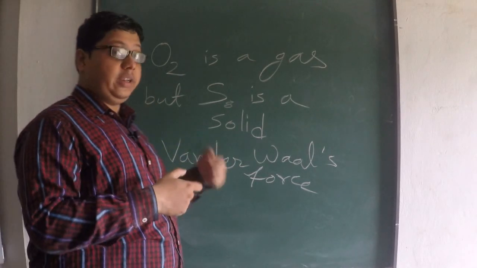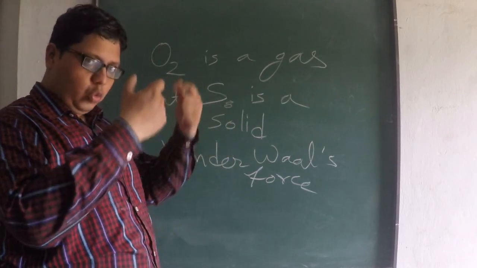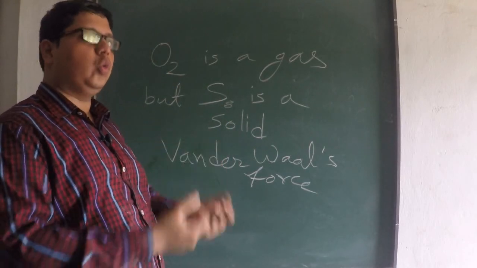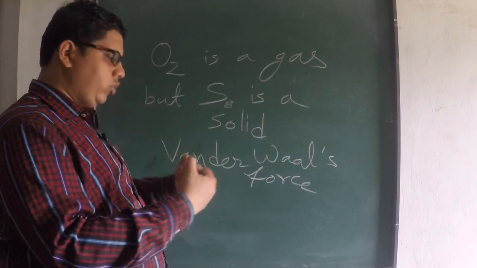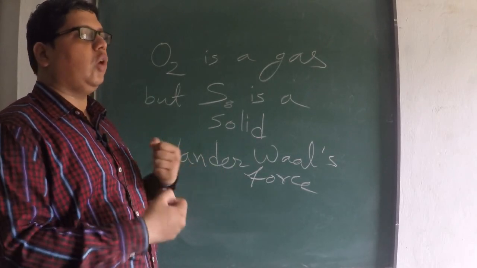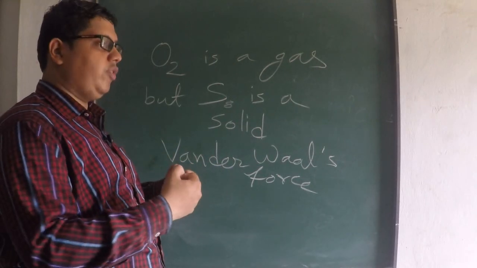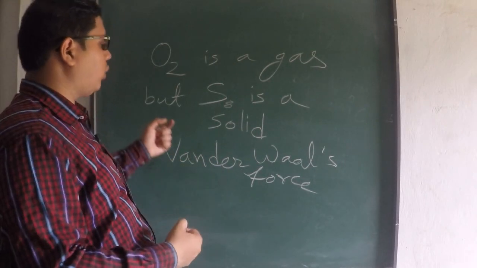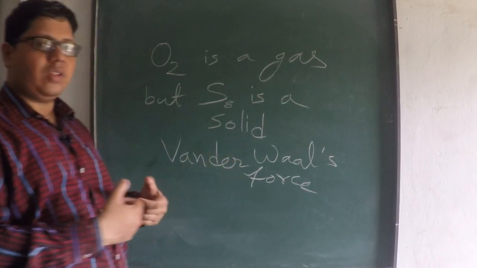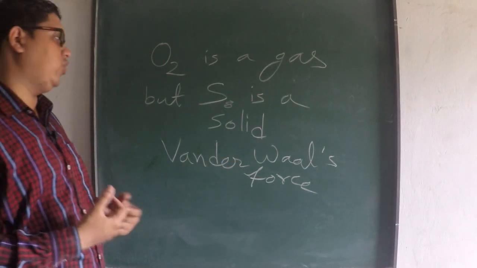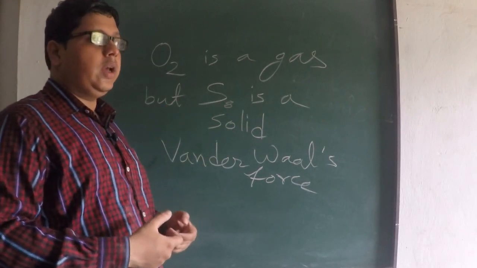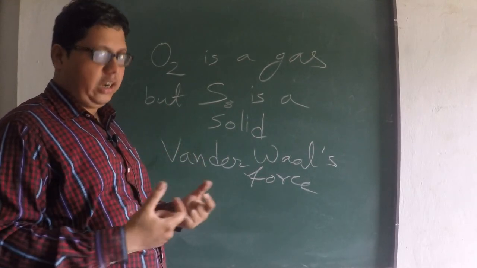And we need to cool it down a lot in order to make it a liquid, because the force of attraction between the oxygen molecules is not very strong. Why is it not very strong? Because van der Waals force depends on the size of the molecules, and the size of the oxygen molecule is quite small. Now sulfur, on the other hand, the S8 molecule is quite large.